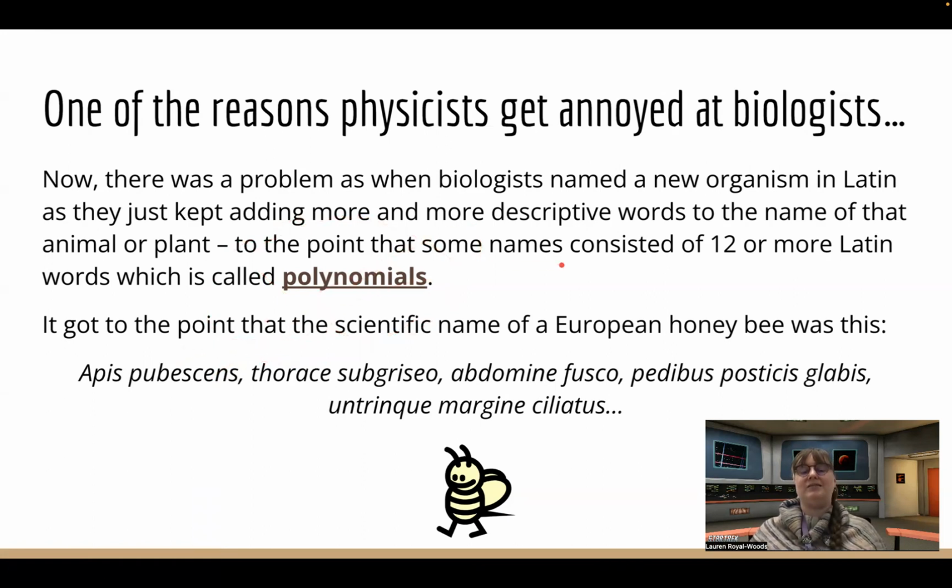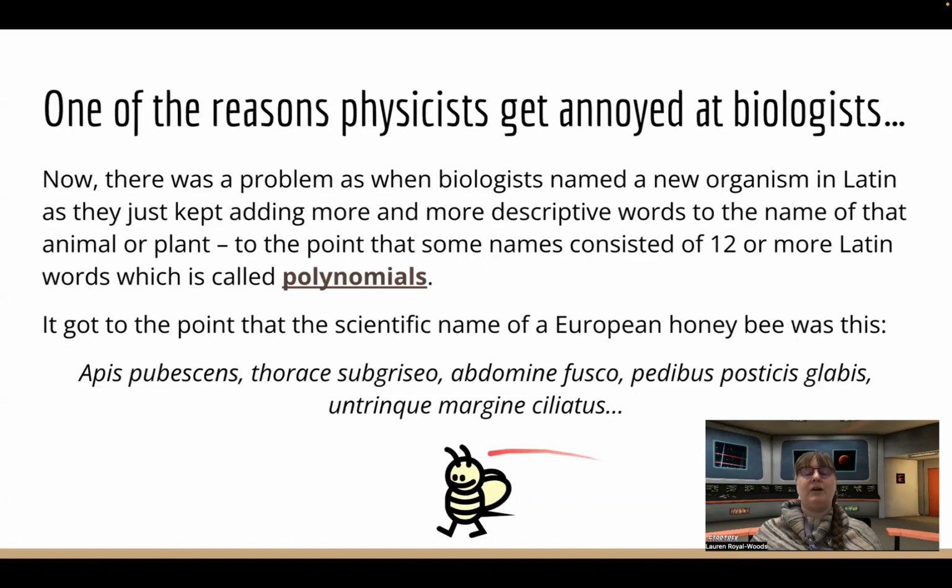So it got to the point where the scientific name, and this is just an example of the European honeybee, which is the predominant honeybee that we have all over the United States and all over the world that makes honey. This is the honeybee. So check out how long this name is for just one tiny bee. Apis pubescens, thoraces subgrisio, abdominis fuchsia, pedibus posticis, glabus utricae, margine setae, ciliatus, excuse me. Well, say that five times fast. Yeah, right. Anyway, it was getting ridiculous.